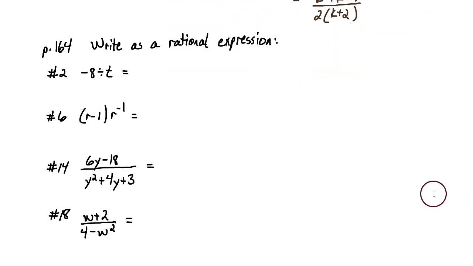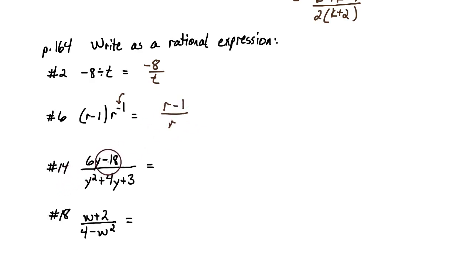Page 164, this is where we were first learning to write division problems in fraction form. Fraction form is also called rational form as a ratio. So negative 8 divided by t is negative 8 over t. For number 6, the part with the negative exponent goes into the denominator. This becomes r minus 1 on top and r to the first power in the bottom.